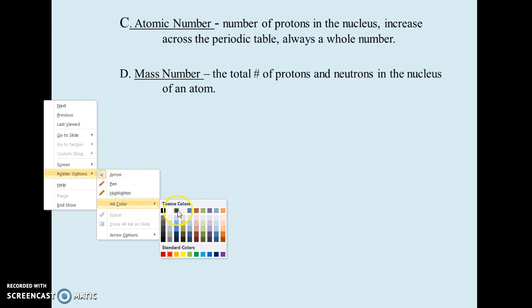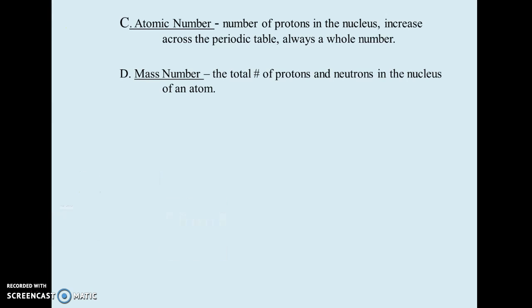Blue number on our periodic table. Okay, blue number.